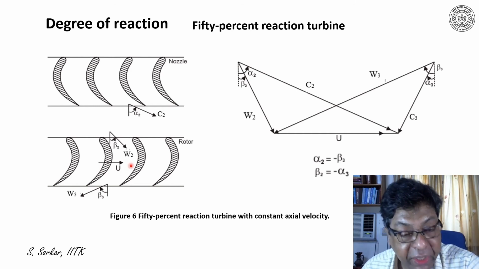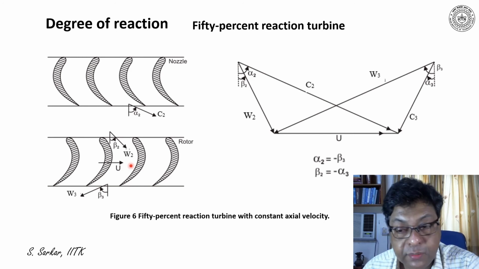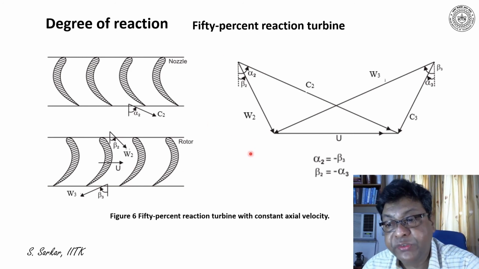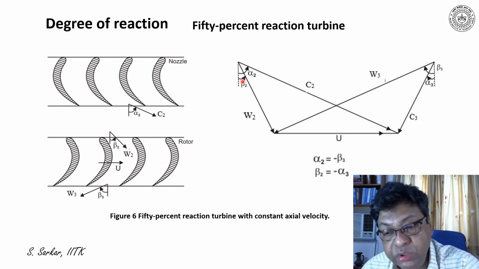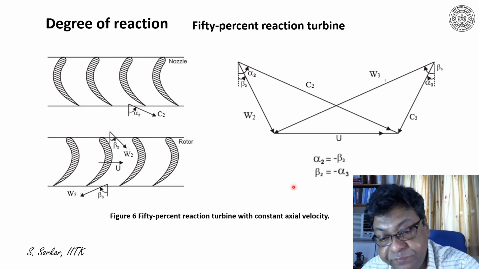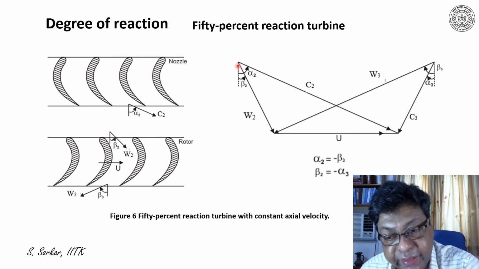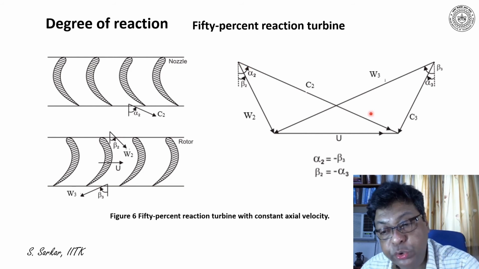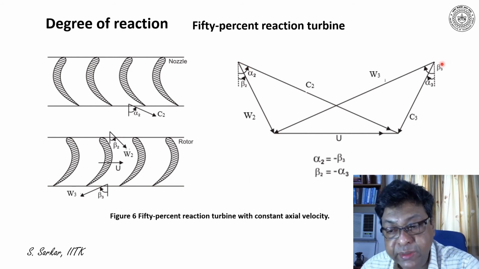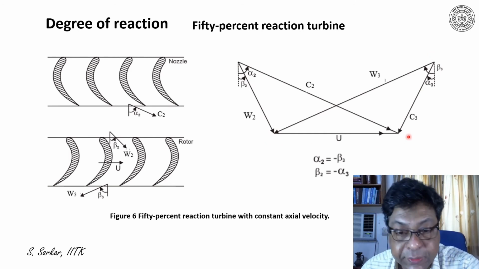Let U be the blade speed as before. Now let me draw the velocity triangle here, where both the inlet and the exit velocity triangles I have superimposed. So the inlet velocity triangle is represented here by W2 plus the vectorial addition of U, which would result in C2. Similarly, W3 plus U would be equal to C3.